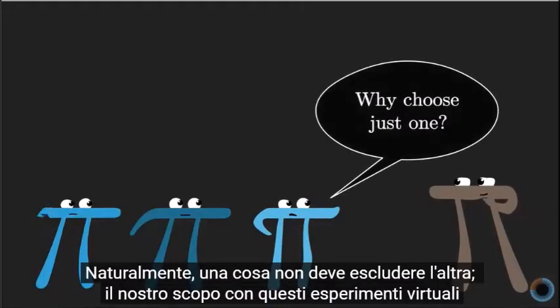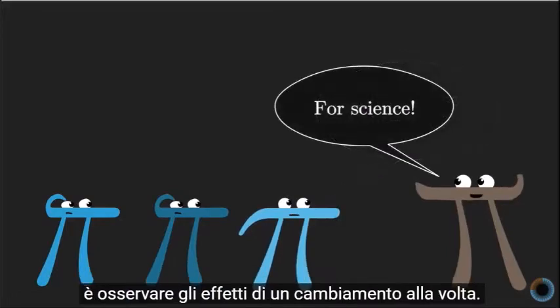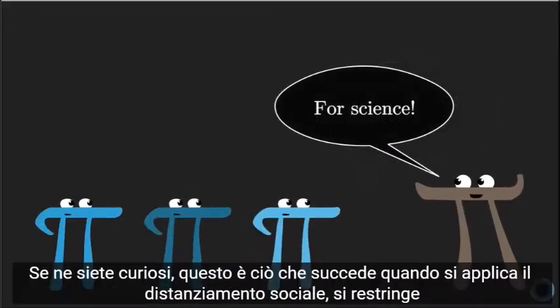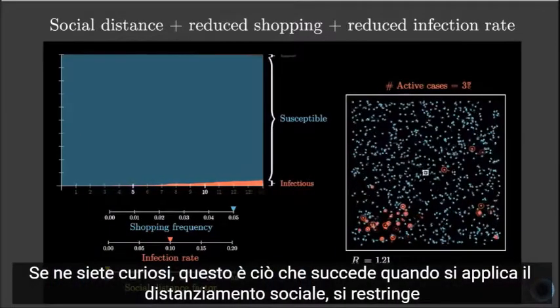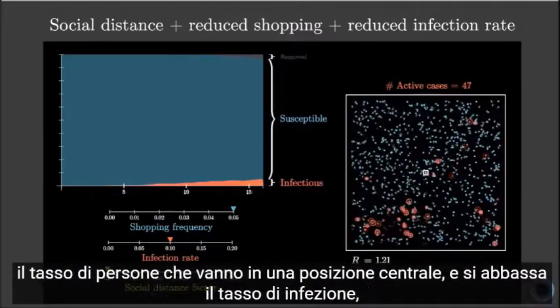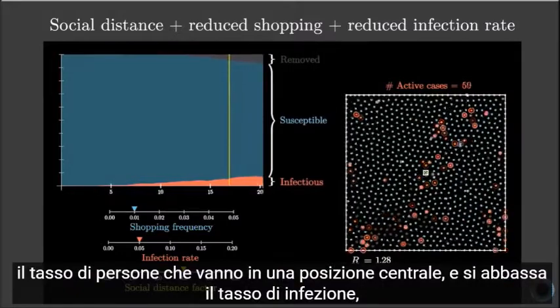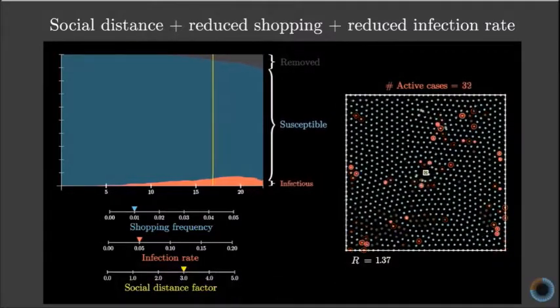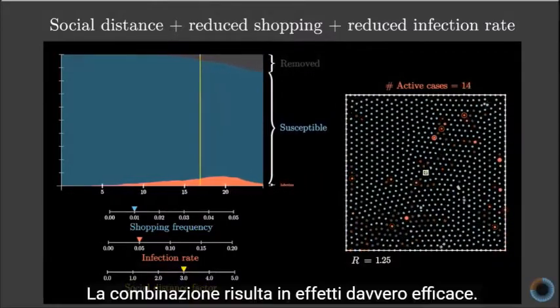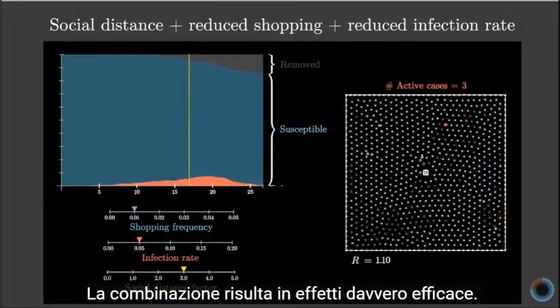Of course, it doesn't have to be an either-or. Our goal with these experiments is to look at the effects of one change at a time. If you're curious, here's what it looks like when we apply social distancing, we restrict the rate that people go to the central location, and we also lower the infection rate all at once. This combination is, indeed, very effective.